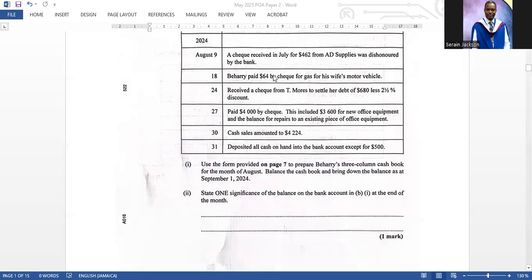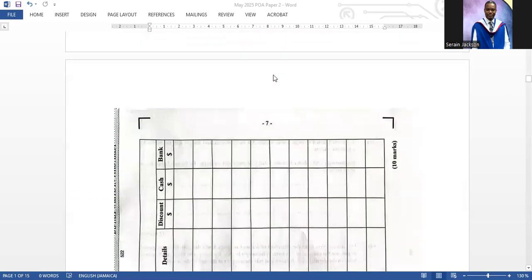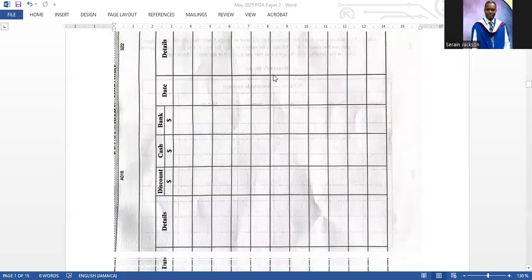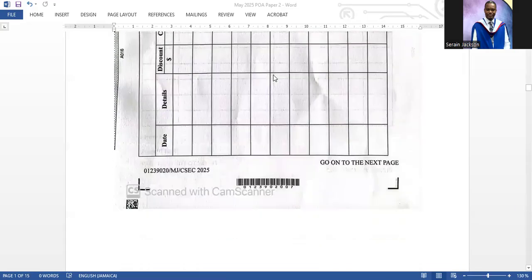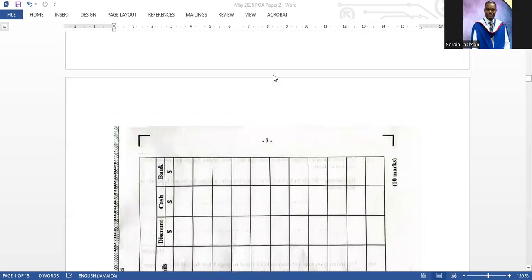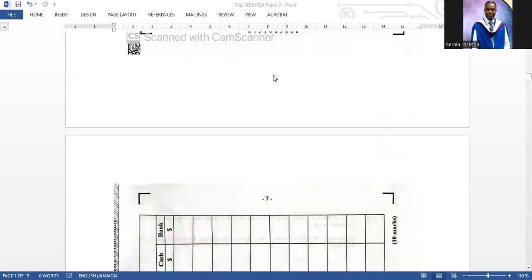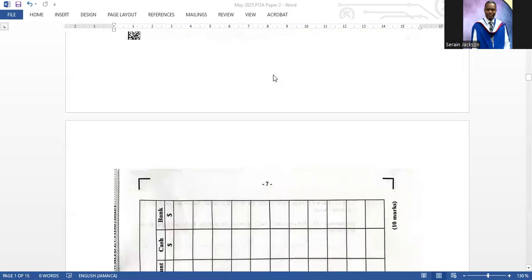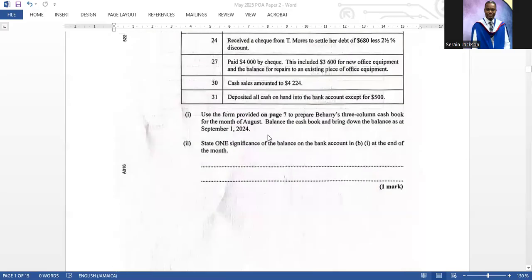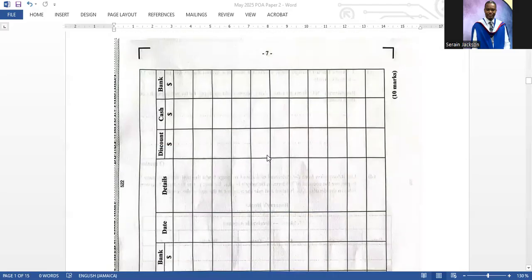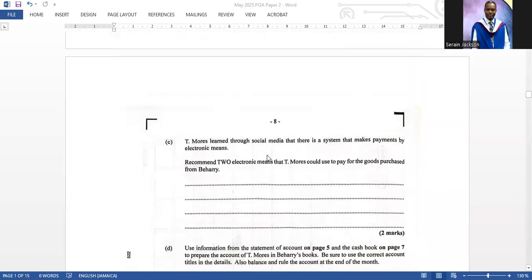So this is a cash book, right? And on the next page, they would have given you the cash book, a pretty simple 3-column cash book. All right. So in total, this is 11 marks, right? This little question here, along with the cash book, which is 10 marks, so that is 11 marks, plus the 2, that's 13 marks.